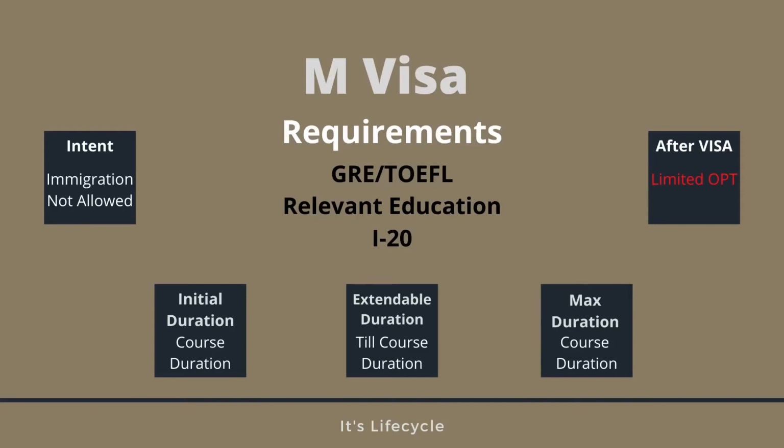After F1, we have one more type of student visa, which is the M1 visa. M1 visa is mainly for vocational courses. It's not for STEM education. M1 can be granted for programs like pilot, arts, or any other vocational courses.